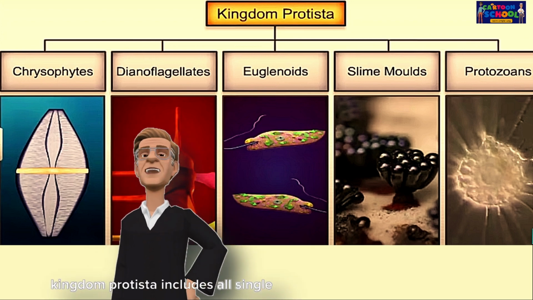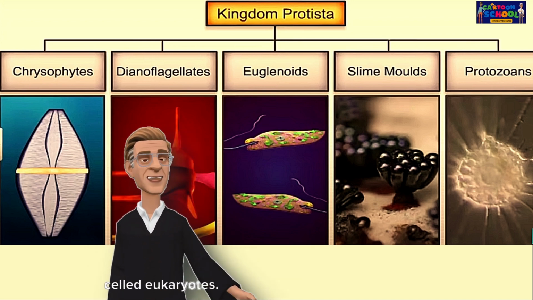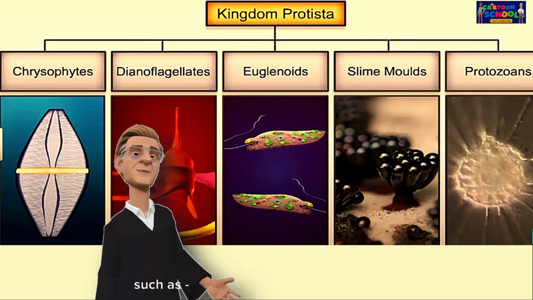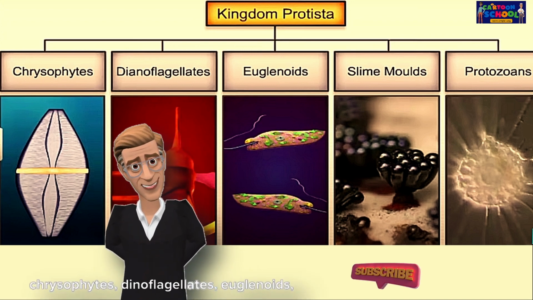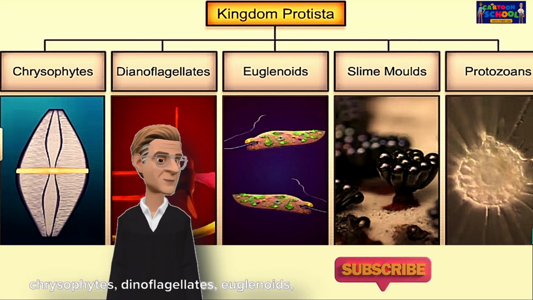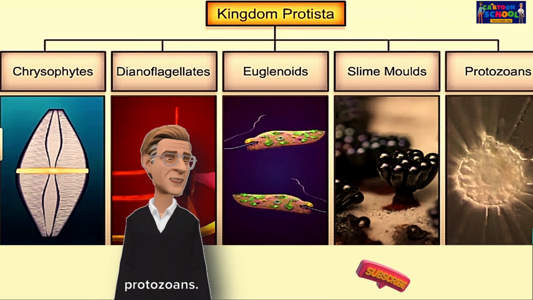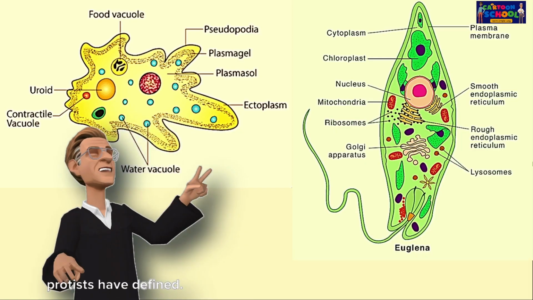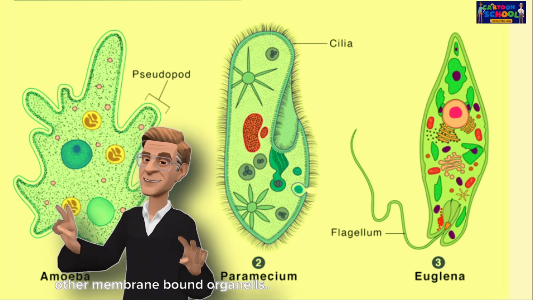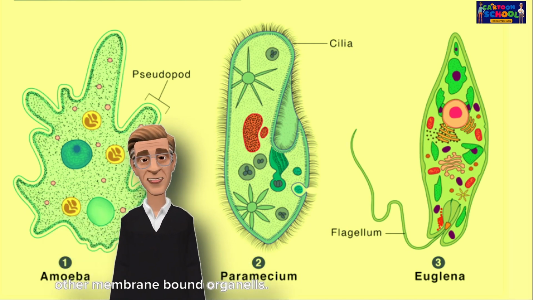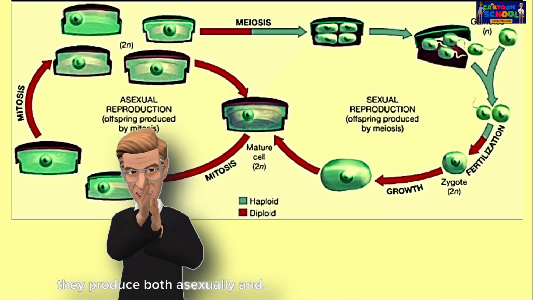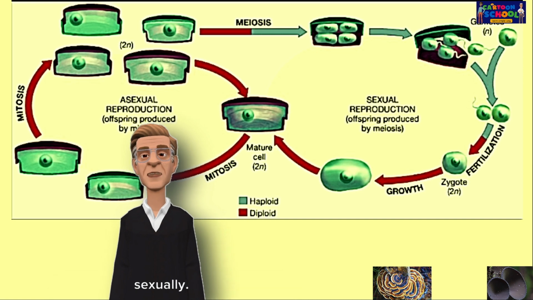Kingdom Protista includes all single-celled eukaryotes, such as chrysophytes, dinoflagellates, euglenoids, slime molds and protozoans. Protists have a defined nucleus and other membrane-bound organelles. They reproduce both asexually and sexually.